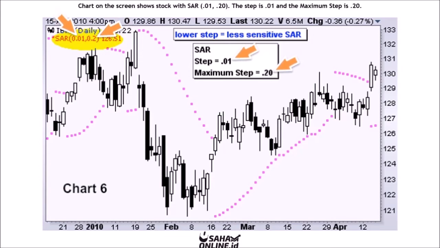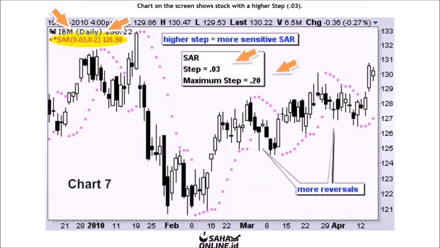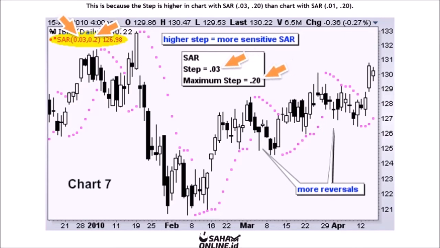The chart on the screen shows a stock with SAR 0.01, 0.20. The step is 0.01 and the maximum step is 0.20. The next chart shows the stock with a higher step, 0.03. SAR is more sensitive in the stock with SAR 0.03, 0.20, because there are more reversals. This is because the step is higher in the chart with SAR 0.03, 0.20 than the chart with SAR 0.01, 0.20.